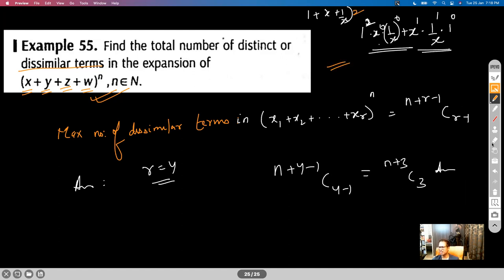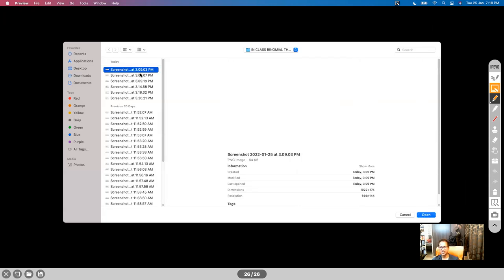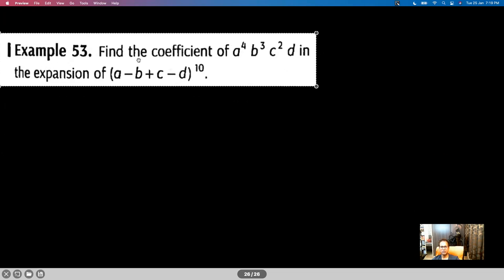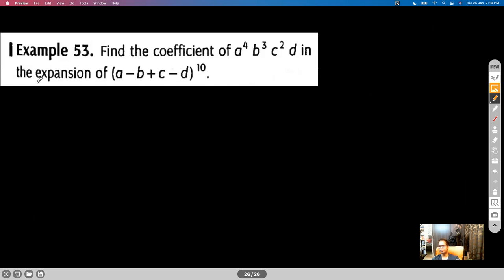There's something which they don't write on the screen here. Sometimes I scribble and it doesn't write. Is it fine? Okay, so we'll move on to the next question. Find the coefficient of a to the power 4, b cube, c square, d in this expansion.